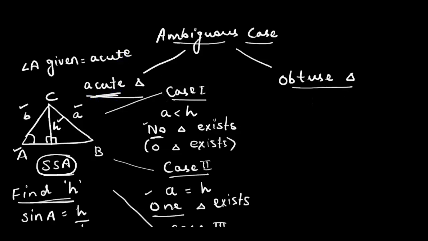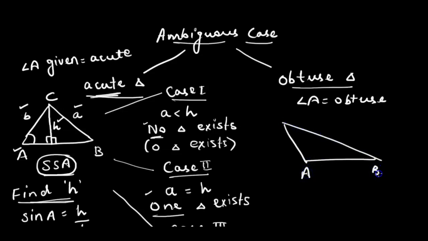For an obtuse triangle, angle A would be an obtuse angle. And if there is an obtuse triangle with angle A, it would look like this: A, B, and C. In such a case, we do not have to find out any height. It is still an SSA situation because the ambiguous case only exists in the SSA situation of a triangle. So we would be given side A, side B, and angle A, which is an obtuse angle.